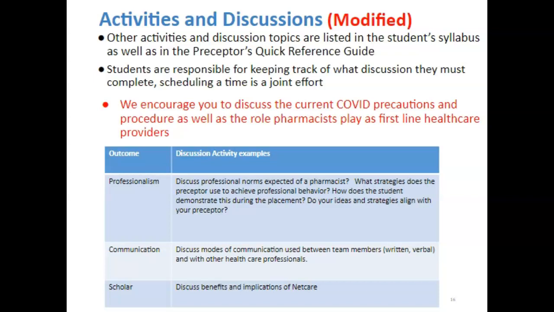The students are the ones that are responsible for keeping track of what needs to be done. And again, we encourage you to discuss the current COVID precautions and procedures, as well as the role you're playing as pharmacists as first-line healthcare providers. So I'm going to stop here, and I'll do a second podcast on assessments.